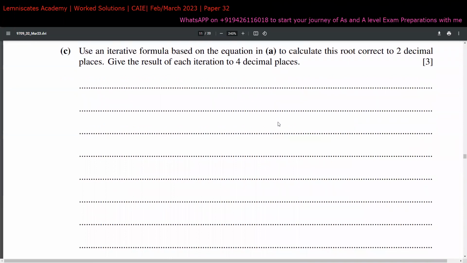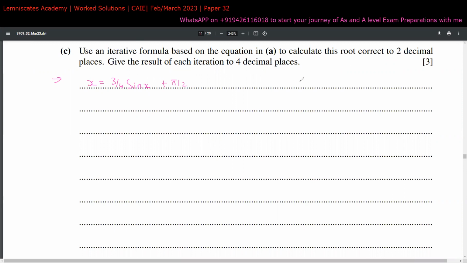We have to use an iterative formula based on the equation that we got in part A. So what is the equation that we had got? It was x is equal to 3 by 4 sine x plus pi by 2. Now we have to use the iterative process to calculate the value of x correct to 2 decimal places. And we have to give each iteration's result correct to 4 decimal places.